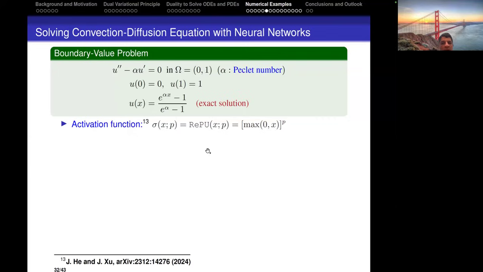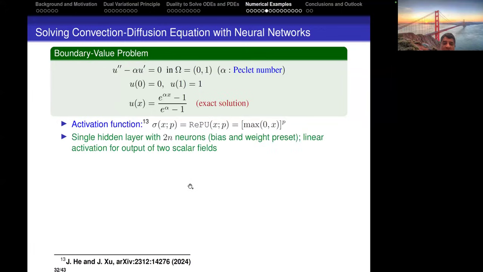So, the same problem I looked at, and now because I would like smoothness in some sense, you don't have to do any projections, no need of L2 projections. So essentially, I said, let me use RePU functions, which are powers of ReLU. I want to use only one hidden layer where I fix the biases and weights, so only the output layer is unknown. So it's like a Galerkin approximation in some sense, and I use linear activation for the output.